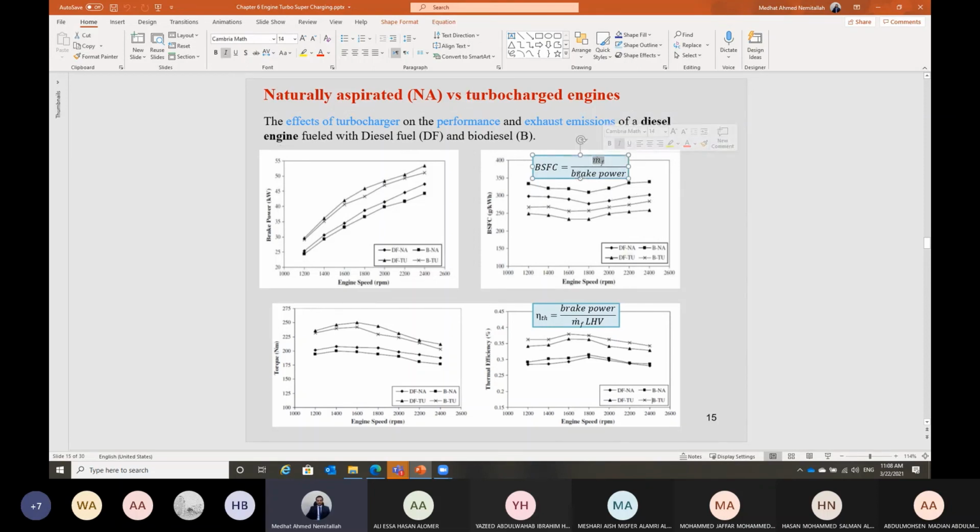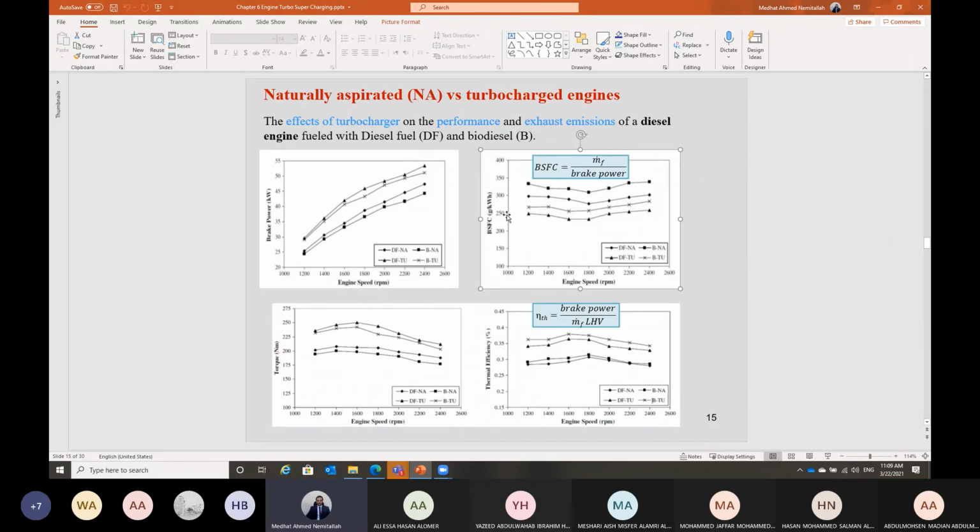This is the fuel consumption, fuel per unit power output. We call it the brake specific fuel consumption, the amount of fuel that we consume per unit power output. This is the line for naturally aspirated, and the lowest line for the brake specific fuel consumption will be the case of the diesel engine under turbocharged condition. So if you look at 2000 RPM also, you will find this is the value.